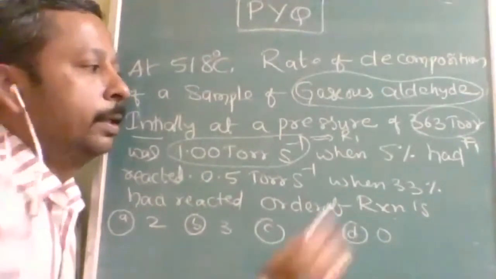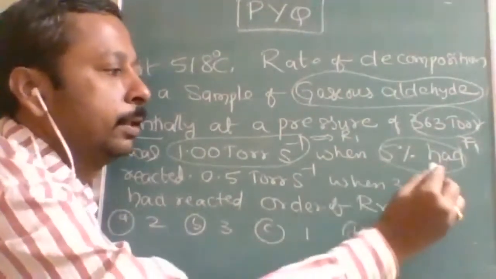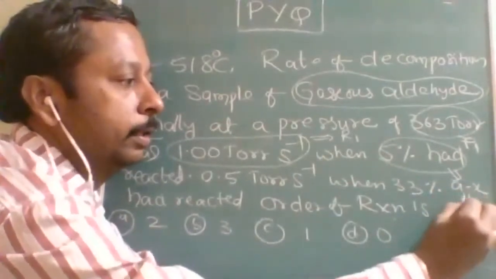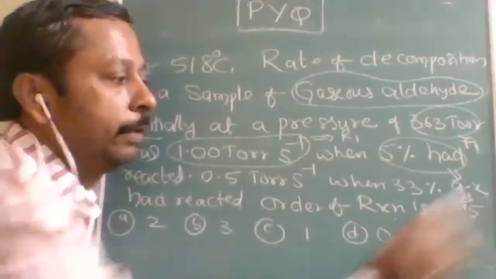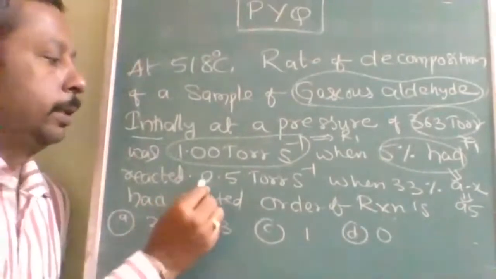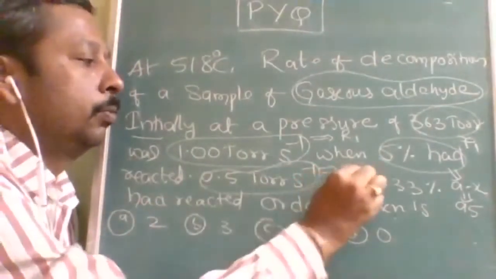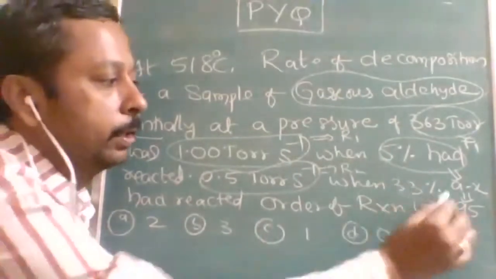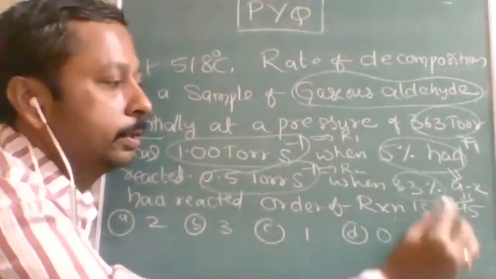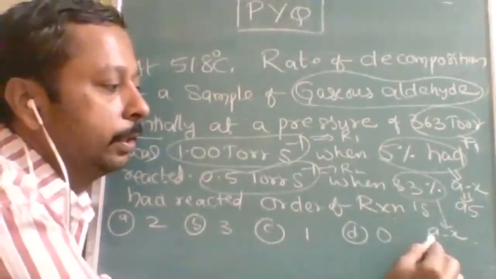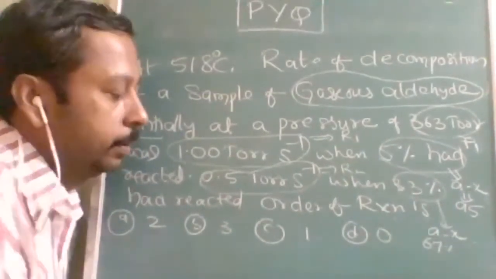So 5% reacted means this is X. So what will be A minus X? A minus X is going to be 95. And this is R2, and 33% reacted. So this is X, so A minus X will be 100 minus 33, that is going to be 67%.